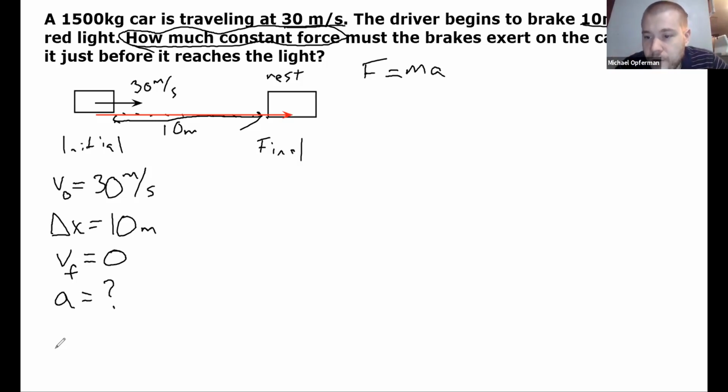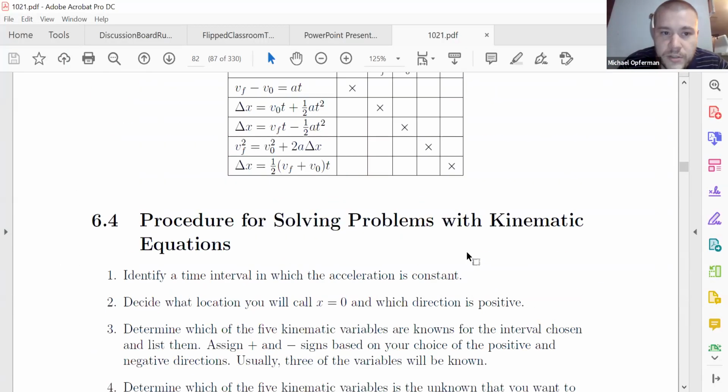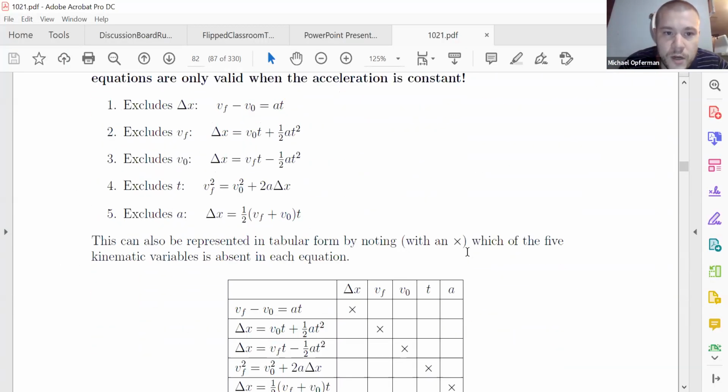I've got my 3 knowns. I've got my unknown. That gives me my 4 variables. By the way, as a side note, the variable that I don't care about in this problem is time. Time is the one that did not come up. Now, having all of that information organized, I pull out my list of kinematic equations, and I choose one.